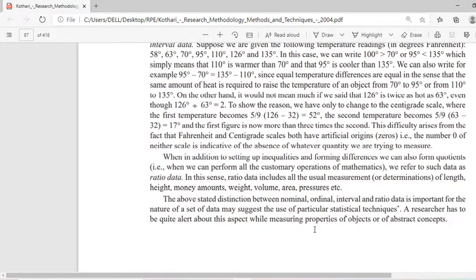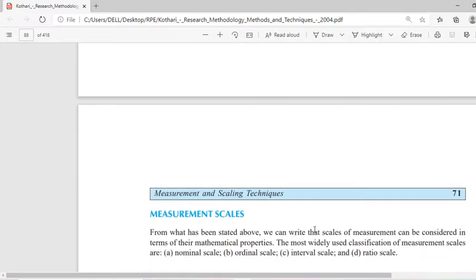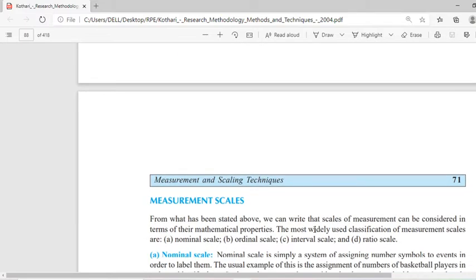Then ratio data, we can take the quotient also. So that type of data are called ratio data. And these four categories, when we take an observation, that observation will come in any one of these categories. Okay.